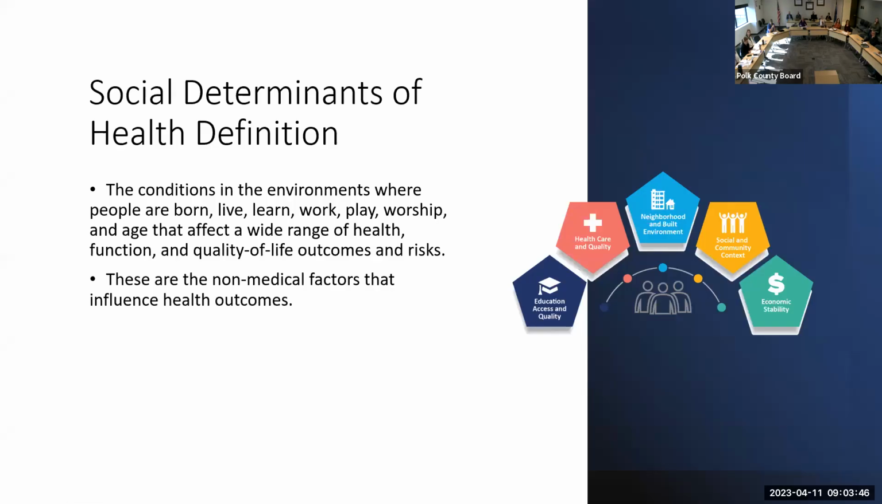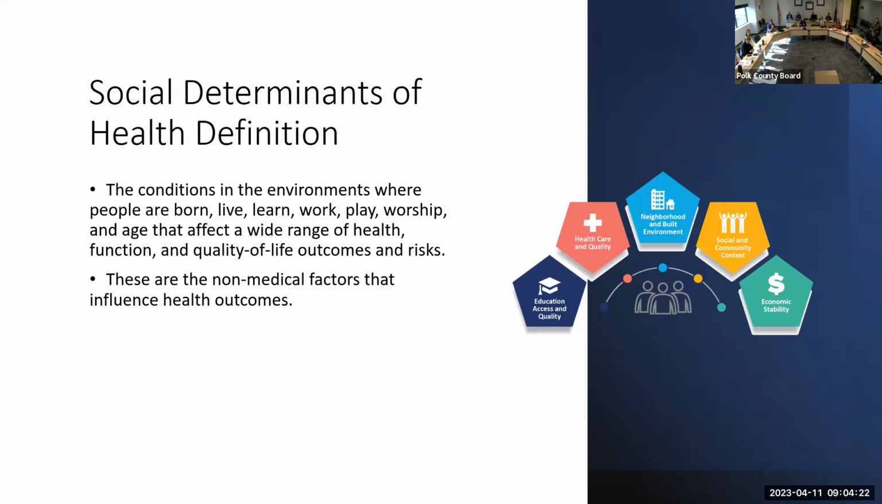So the definition of social determinants of health is the conditions in the environments where people are born, live, learn, work, play, worship, and age that affect a wide range of health, function, and quality of life outcomes and risk. So essentially they're non-medical factors that influence health outcomes. You can see our little graphic on the side, just outlining what some of those social determinants of health are. So education, access and quality, healthcare and quality, neighborhood and built environment, social and community context, and economic stability.